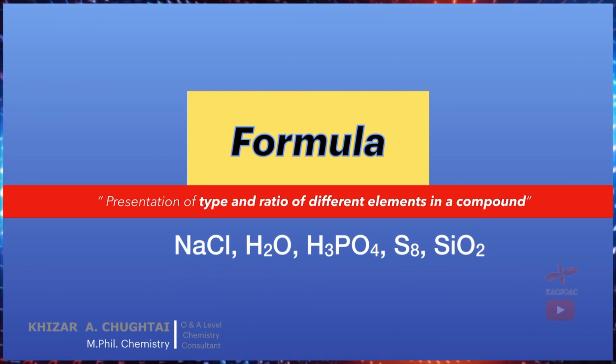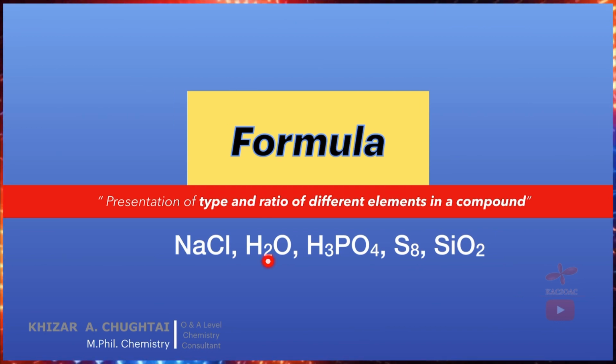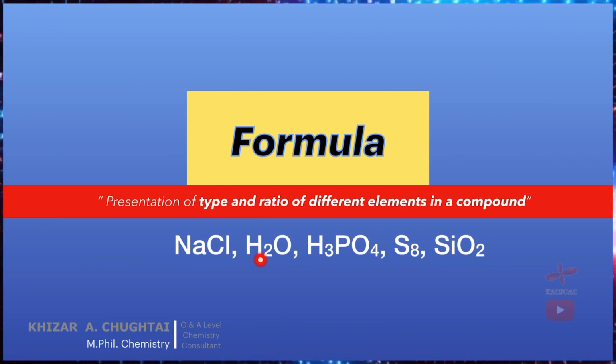H2O is the chemical formula of water. H2O. Two types of elements are there, but the ratio is 2:1. 2 hydrogen to 1 oxygen.